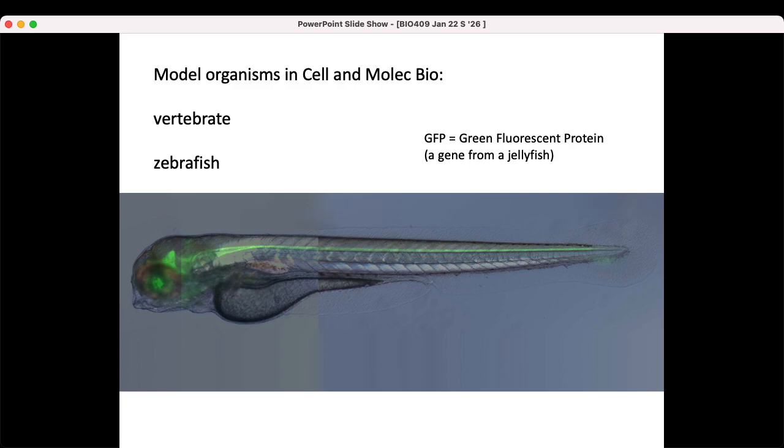It turns out the reason it's a model organism is because zebrafish have external fertilization. The male releases the sperm, the female the eggs, to the outside environment. That doesn't happen in mammals. Mammals are hard to study because fertilization and development of the embryo and fetus happens internally. That's hard to deal with. This is all external.